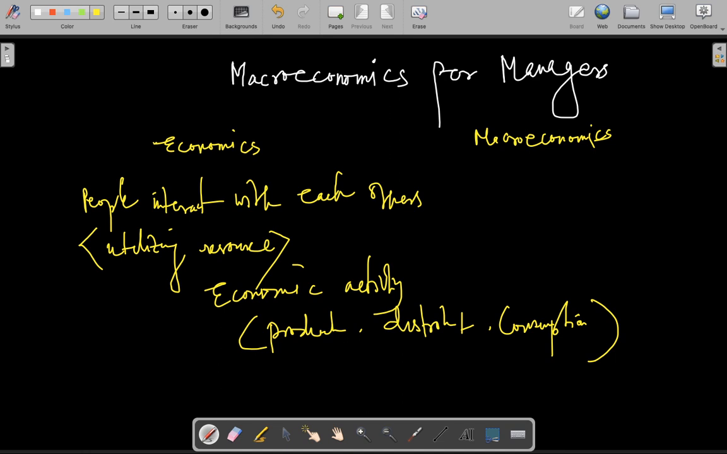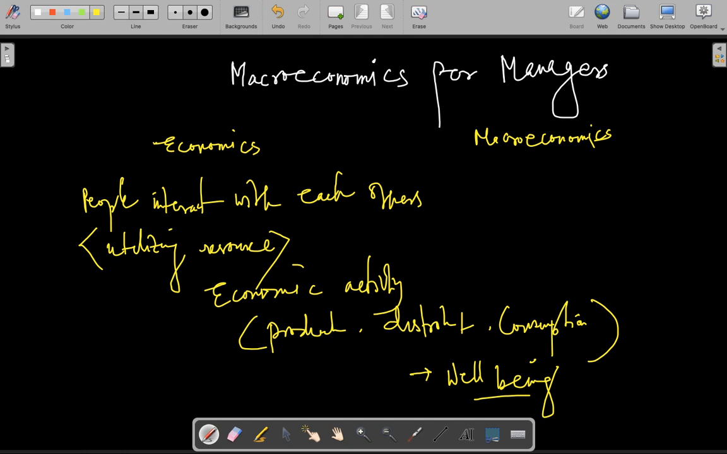And we do that for what purpose? We do it for the purpose of the well-being of individuals. So we, being those rational entities which try to maximize utility, try to do good for ourselves, right? And that's basically what we do in all the economic activities.